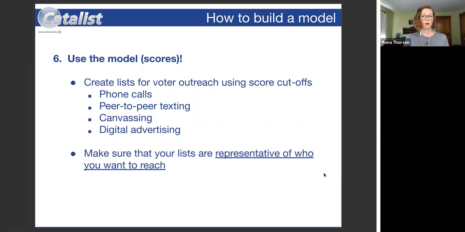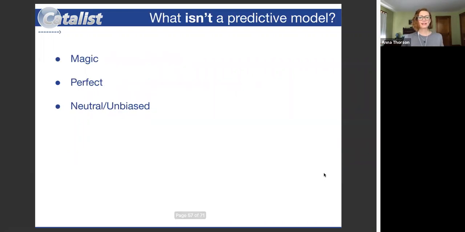Because we believe that all people are important to talk to, and that we shouldn't just, even if the model says so, talk to one specific demographic. The model says so is never an excuse. So let's go into what I mean by that. We talked a lot about what is a predictive model, but what isn't a predictive model? A lot. Predictive models are not magic. They are not perfect, and they are absolutely not neutral or unbiased.